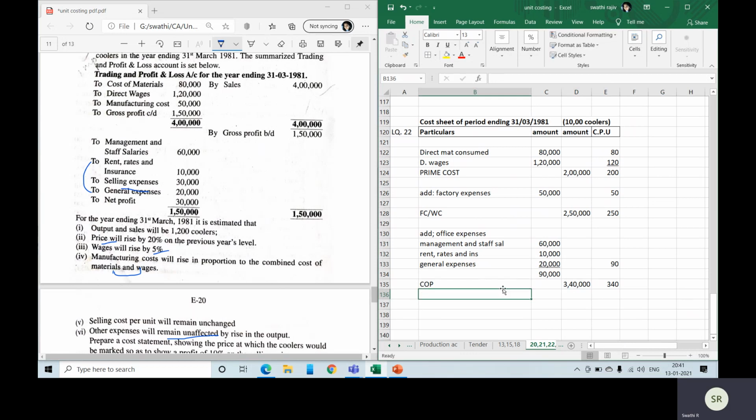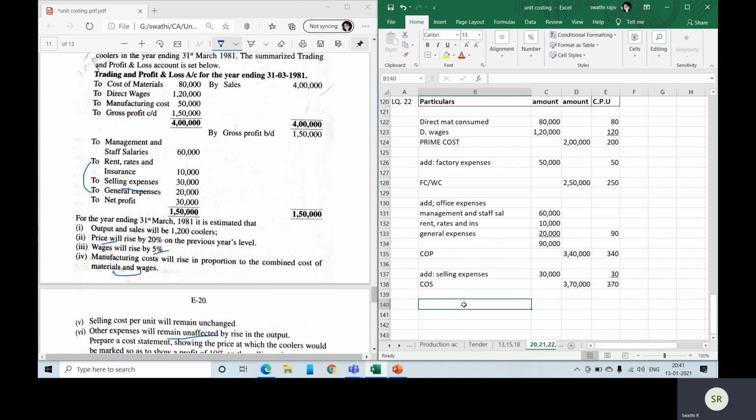This is my COP. Along with this, I will again add my selling expenses. My selling expenditures are 30,000. So once I add 30,000, and per unit cost is going to be 30. Right. So what will I get now? 370. That's my cost of sales. So cost of sales is 3,40,000 plus 70,000. Now cost of sales are done.